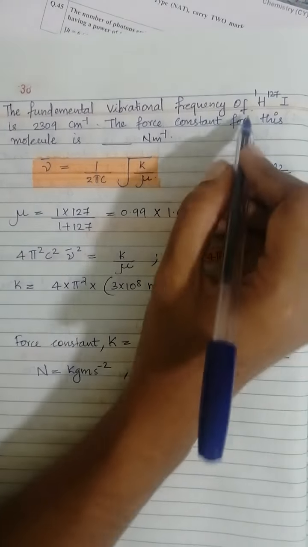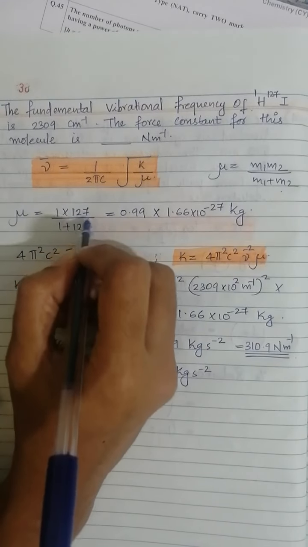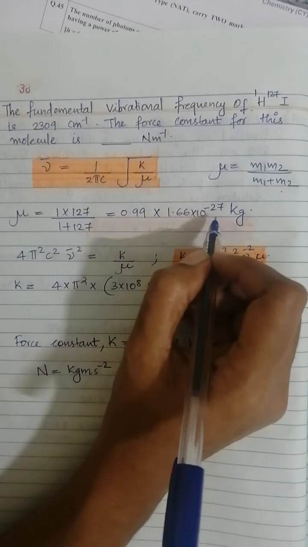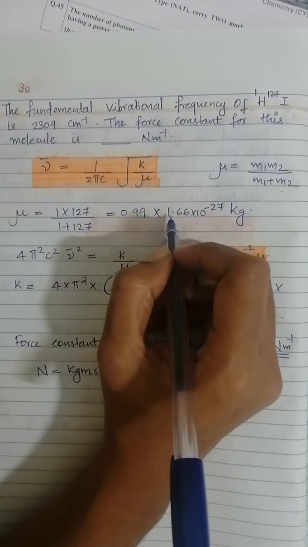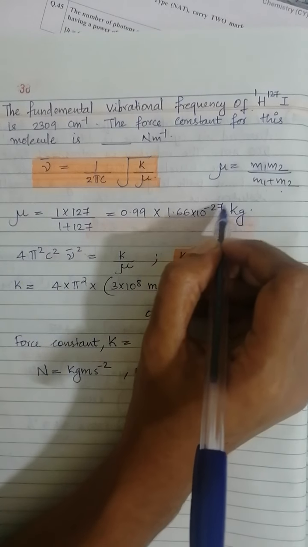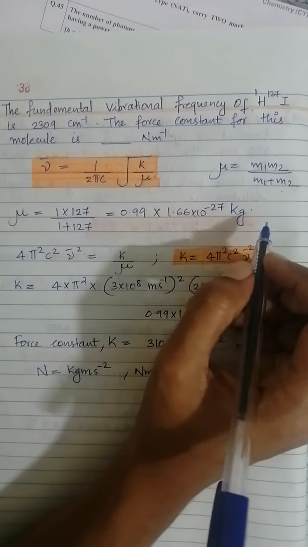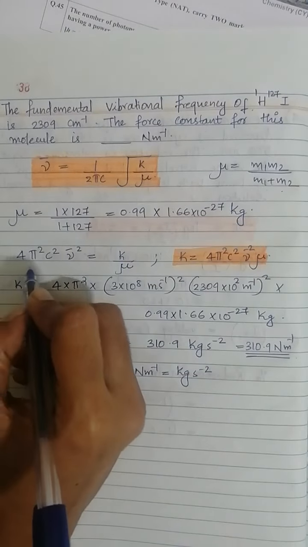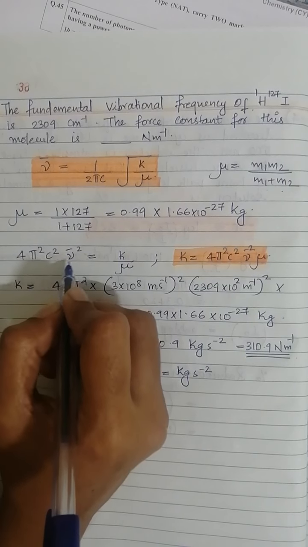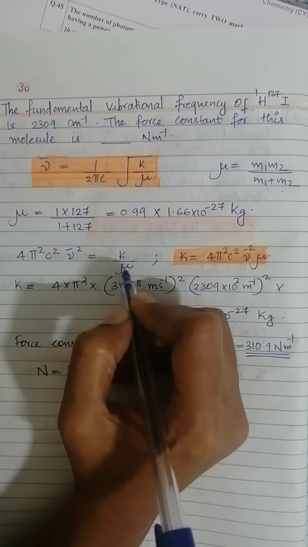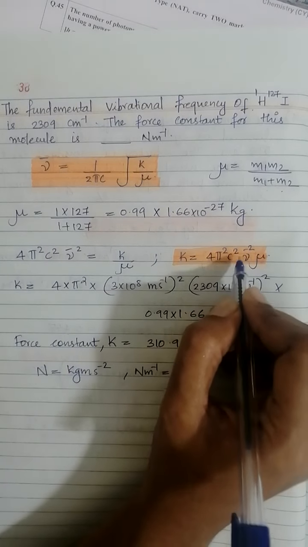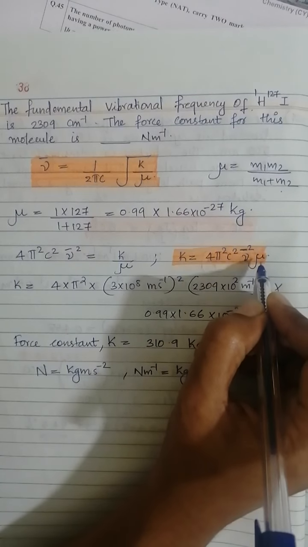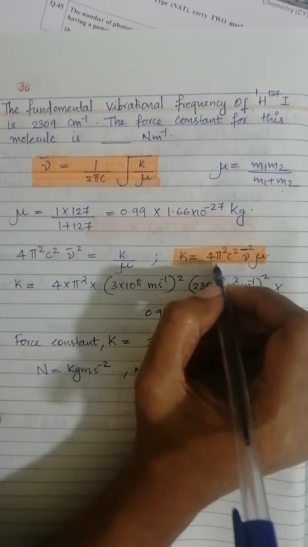Now let's calculate the mu for HI. So that will be 1 into 127 by 1 plus 127, that is obtained to be 0.99. Converting this into kilogram, we have to multiply it by 1.66 into 10^-27 to get it in kilogram, right? So now squaring on both sides, we'll get 4 pi square c square nu bar square is equal to k by mu, or k is equal to 4 pi square c square nu bar square mu. So we have all the values now.